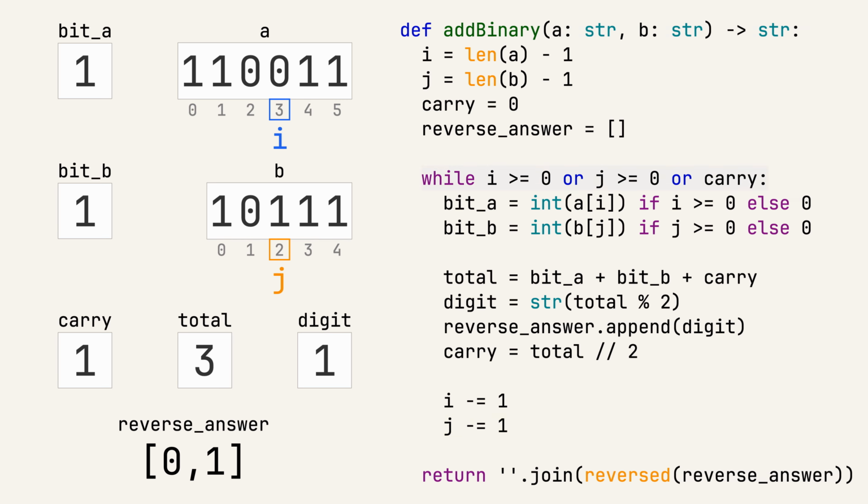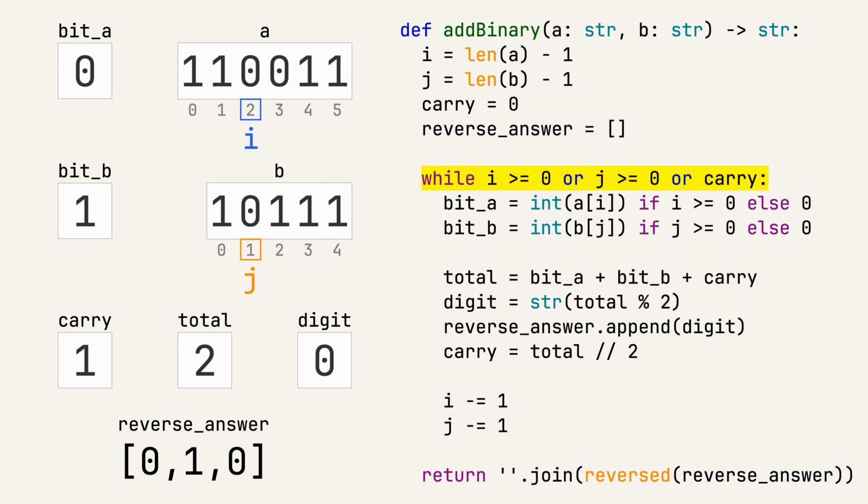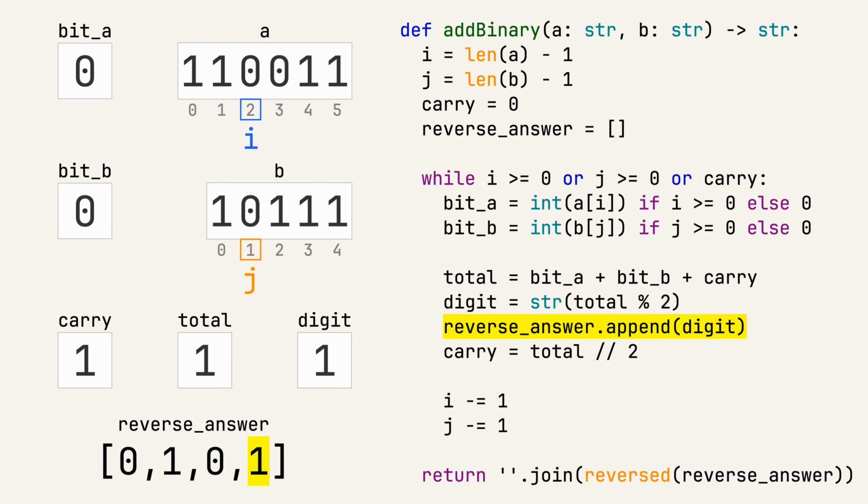Next, 3 floor divided by 2 is 1, so we'll have another carry of 1, and let's move on to the 4's place. Bit A is 0, and bit B is 1, so the total is 2. 2 mod 2 is 0, and we'll append that, and 2 floor divided by 2 is 1, so that's another carry of 1. And now we're moving up to the 8's place. Bit A is 0, and so is bit B, which makes the total 1. 1 mod 2 is 1, so we'll append 1, and 1 floor divided by 2 is 0, so now there's no carry.